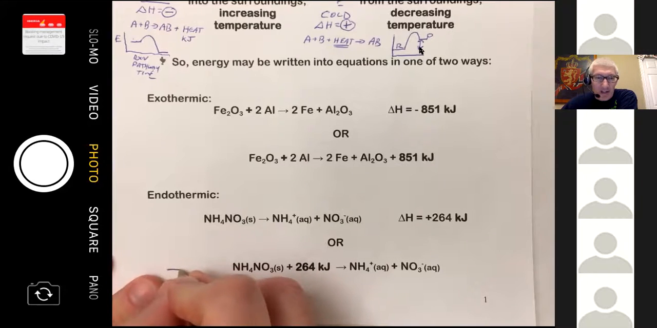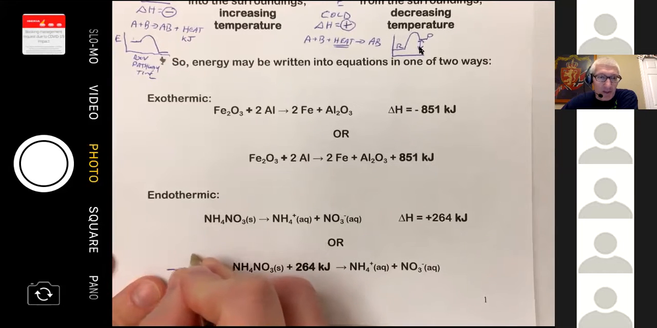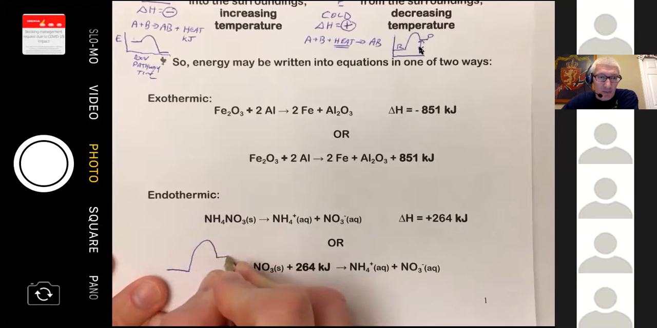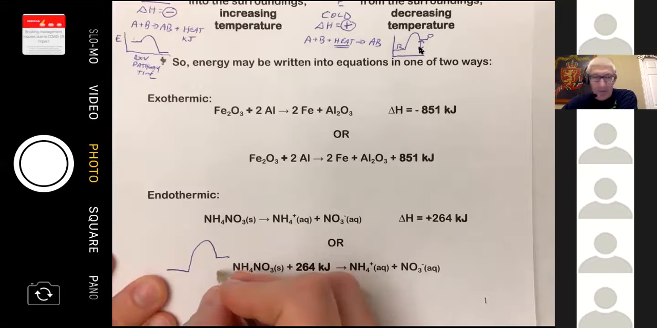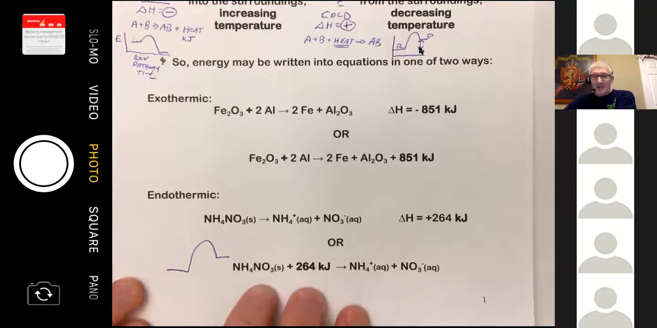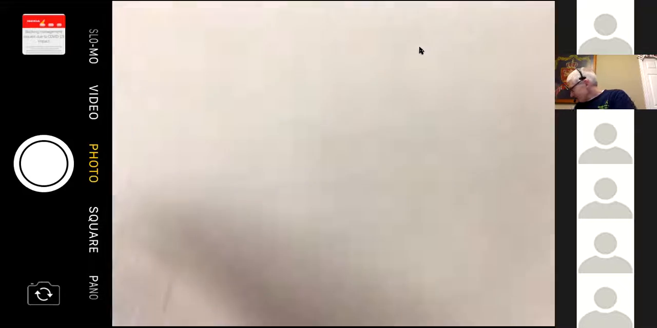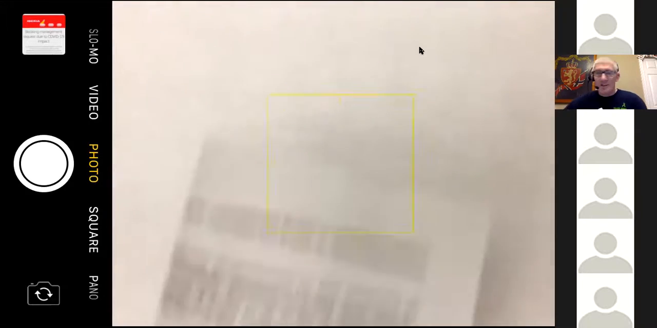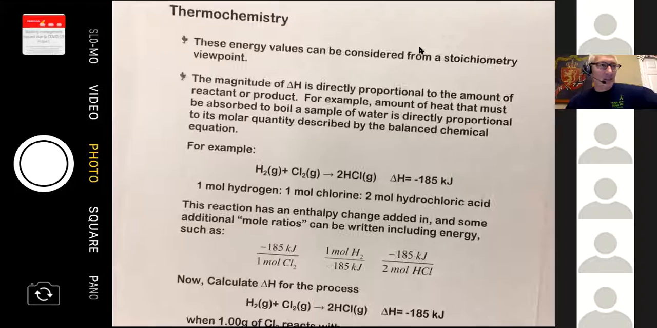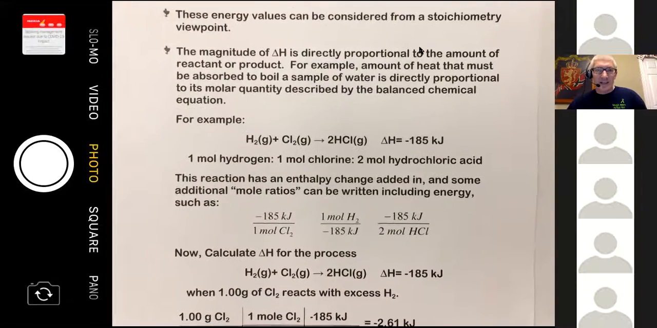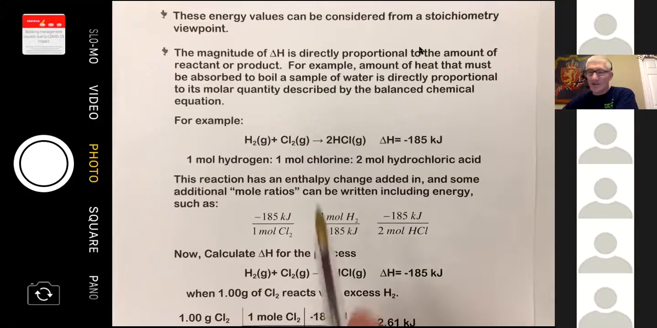Here is the energy of your reactants. You have to put in 264 kilojoules of energy in order for this thing to happen, all right? So that's exothermic and endothermic. Now, what we want to focus our attention on today is combining the amazingness of stoichiometry with this new idea of heat, all right?